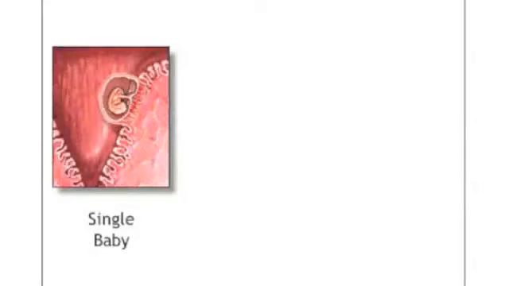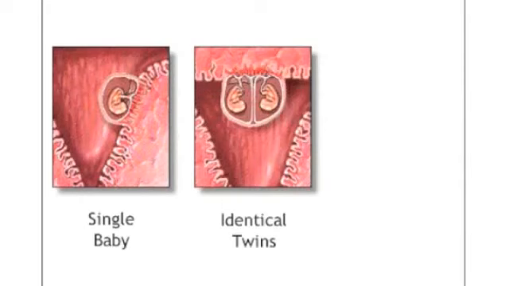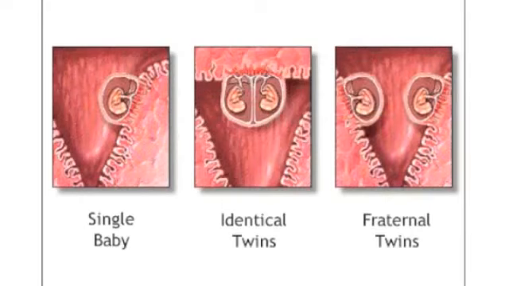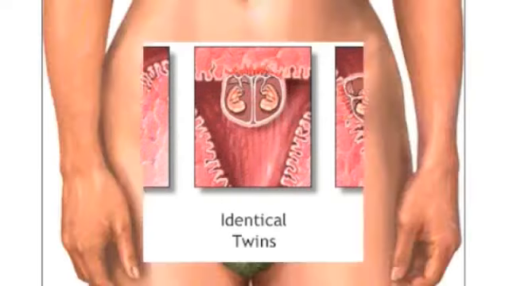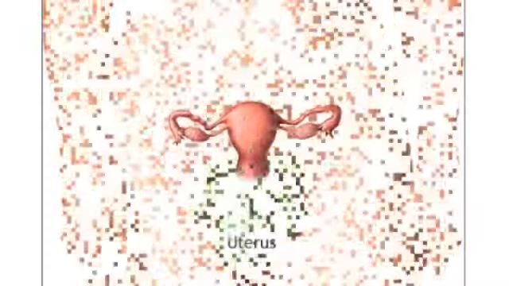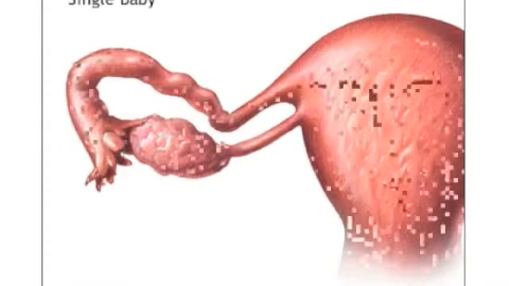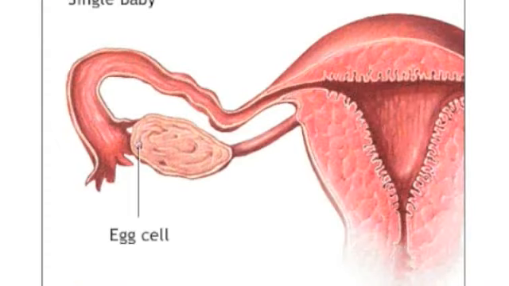Twins. This animation will show you the differences between the development of a single baby, identical twins, and fraternal twins. Starting with the single baby, let's go back to the beginning, when fertilization occurs. Here, you see the egg cell is fertilized by a single sperm cell to form a zygote.